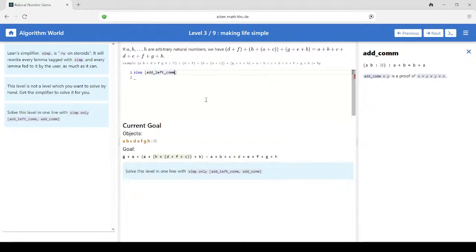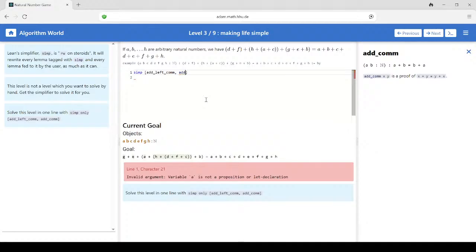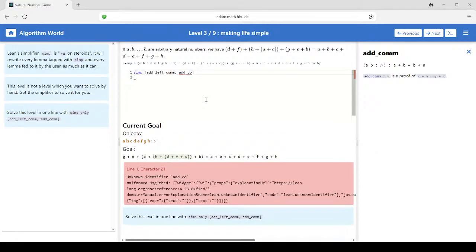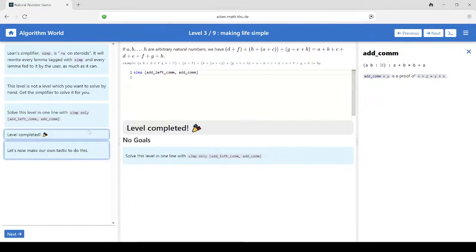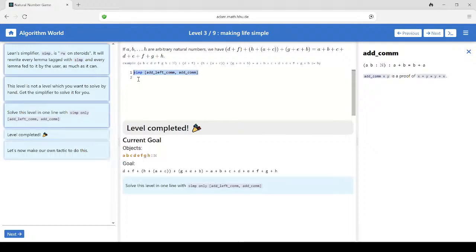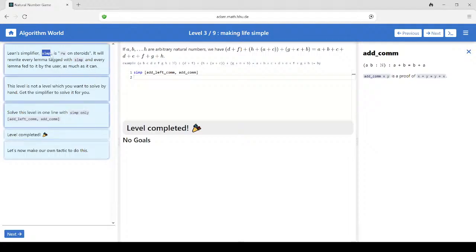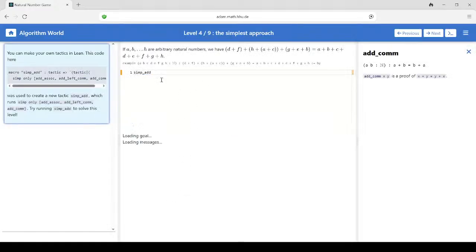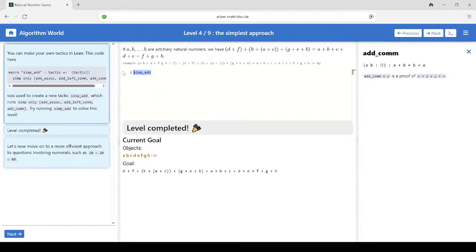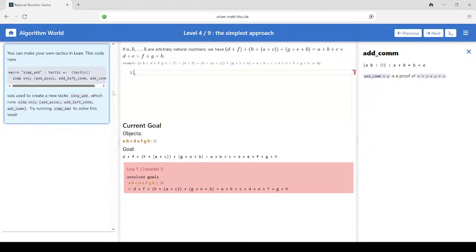I don't know. I don't know if I can understand this right now. I might just need to move on. But yeah, it solves it, and I don't know why. And I don't know what the difference between simp only and simp is. But I guess we'll keep going. Okay, well, that's pretty basic.